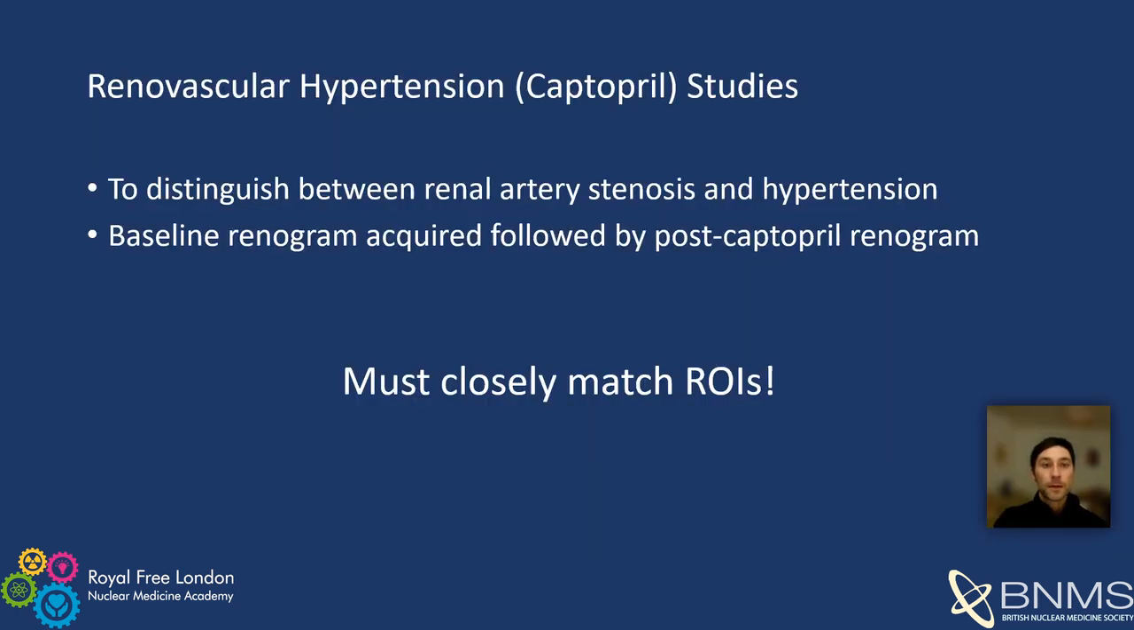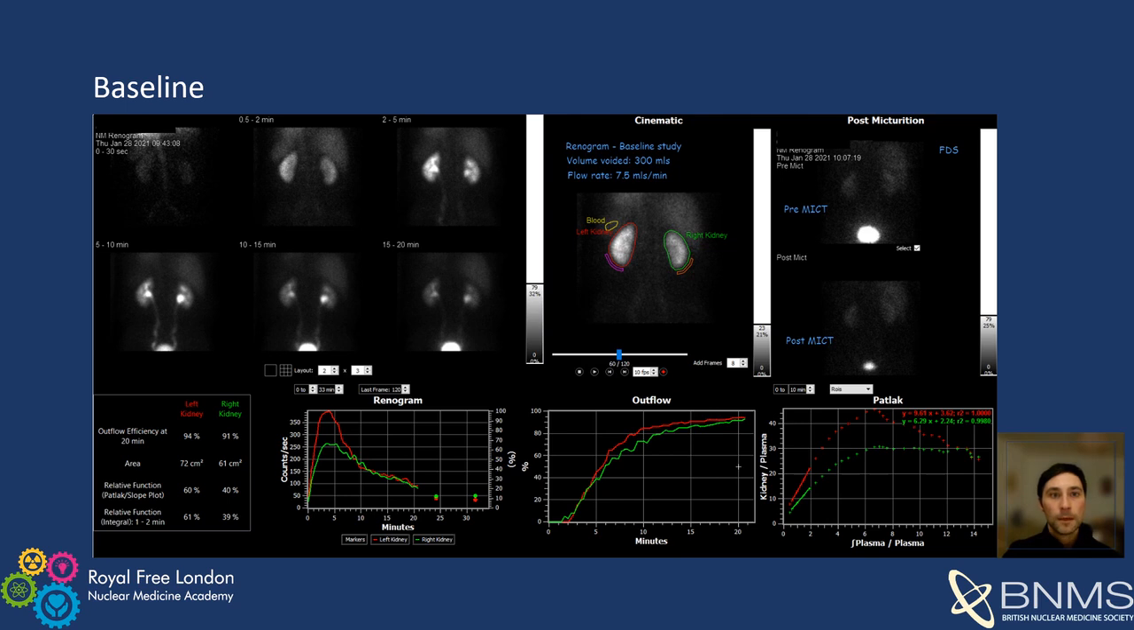Just a brief point about captopril studies. These are performed in order to characterize renovascular hypertension. In order to accurately compare the two acquired renograms, it is important to ensure the ROIs are closely matched. Here is the baseline study. Note the renogram curves.